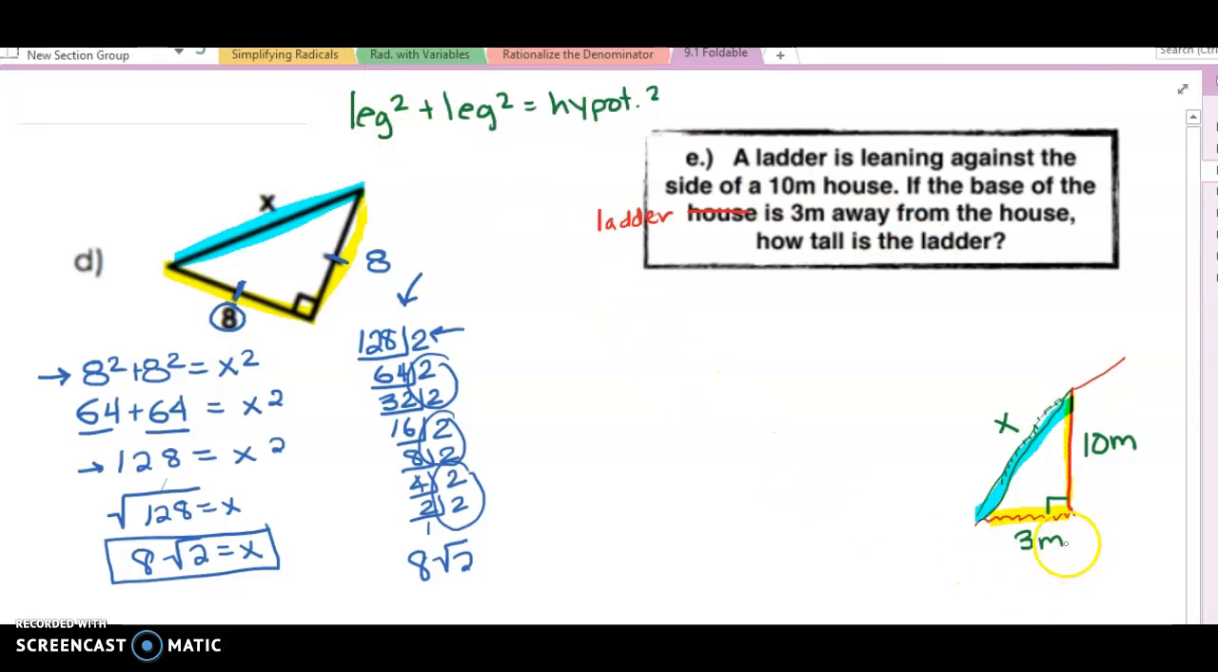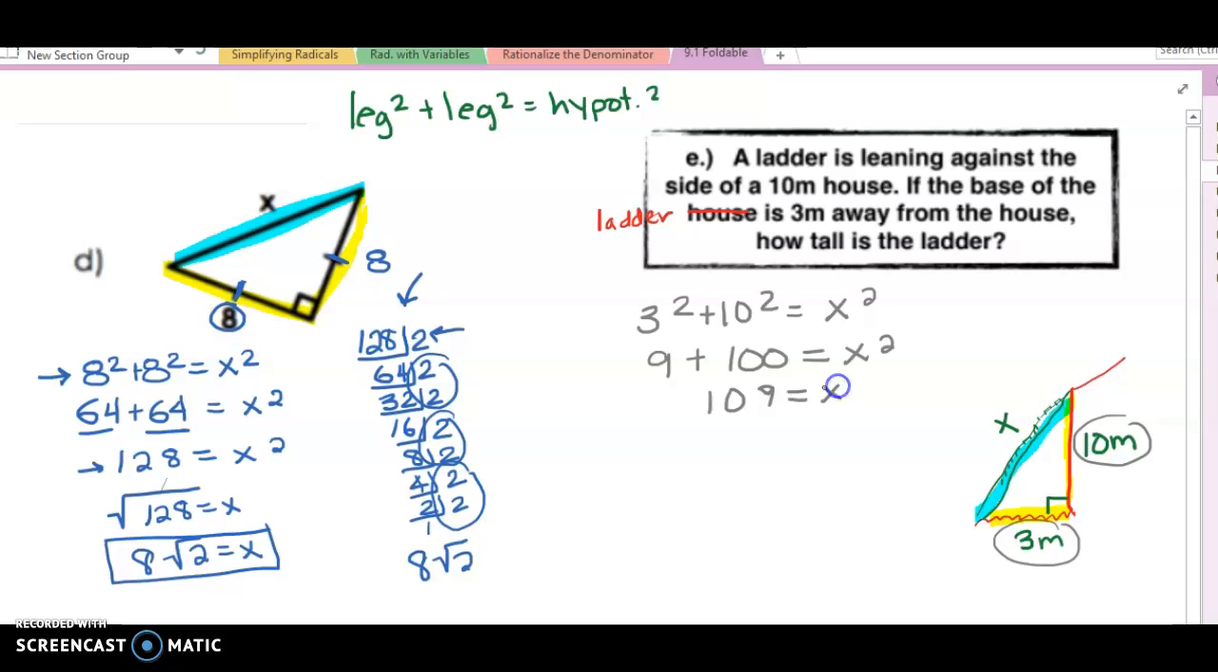Now I can say 3 squared plus 10 squared, leg squared plus leg squared, is going to equal my hypotenuse squared. So 9 plus 100 equals x squared. So 109 equals x squared. To undo a square, you take the square root. So square root of 109 equals x. And guys, that doesn't simplify, so this would be our final answer.